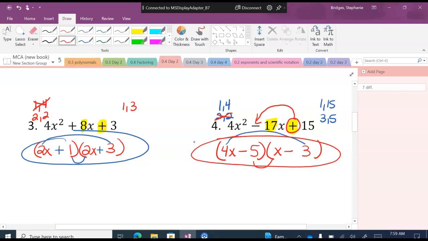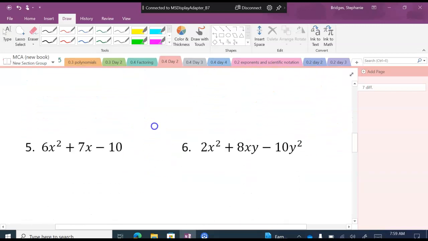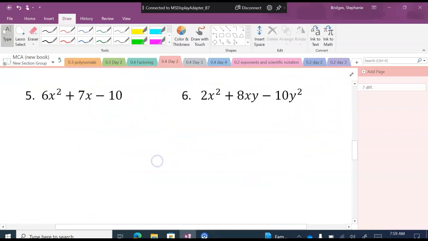Are you okay with this? They're a little bit harder. They take a little bit more time sometimes. Try 5. Hold off on 6. Do we have a GCF?